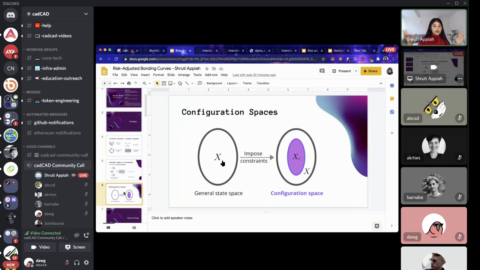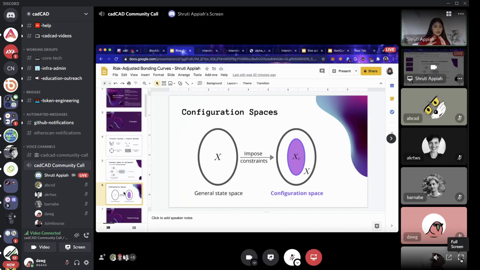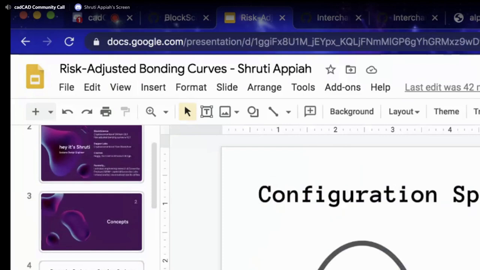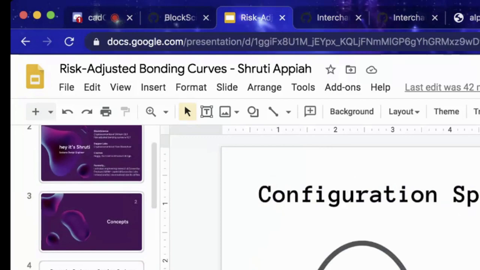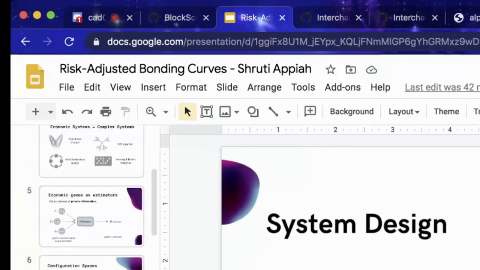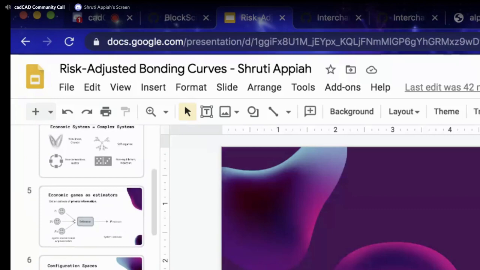So what we did was we came up with conservation laws that allowed us to constrain the state space into a much smaller configuration space. So all of our exploration and analysis is limited to this configuration space domain. And that makes the problem, the optimization problem, a lot easier to solve. Let's move on to the system design of the system.